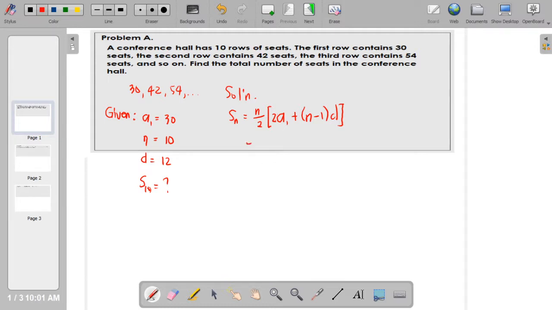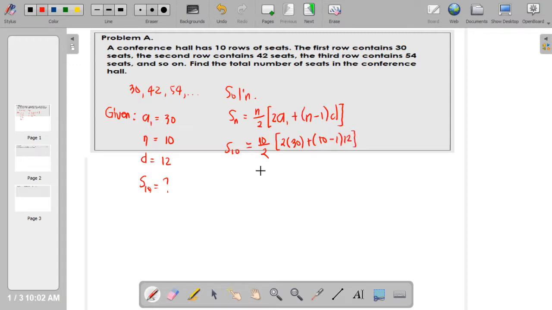Okay, now we can substitute these values to this formula. S sub n becomes S sub 10 because we're looking to find the sum of the first 10 terms. Now, our n is of course equal to 10, over 2, times 2 times our a sub 1, the first term, which is 30, plus our n, which is 10 minus 1, times the common difference. The common difference is given, right? The common difference is 12.